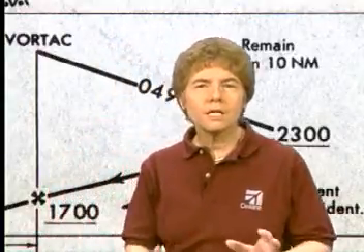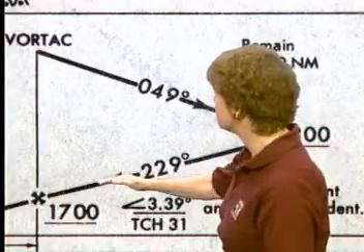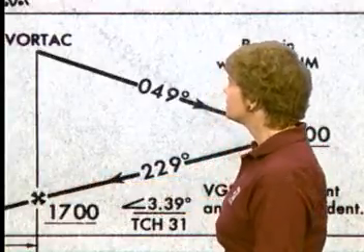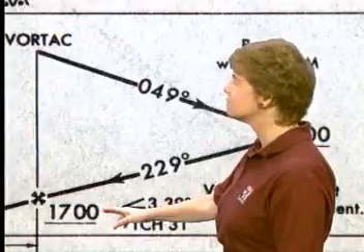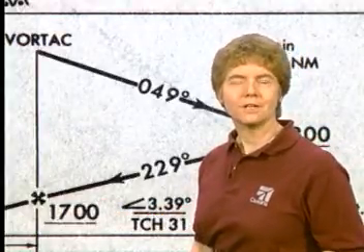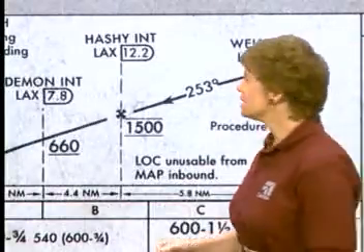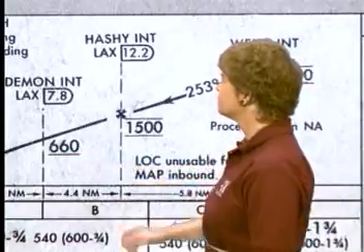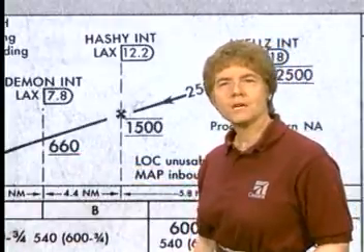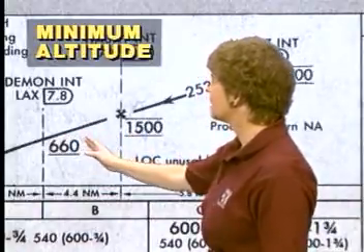Now, when you complete the procedure turn and you're established on course inbound towards the VORTAC, you can descend to the next minimum altitude, 1,700 feet. And speaking of altitudes, let's take a closer look at them. When you see a line below an altitude, it tells you that's the minimum altitude that you can fly that segment of the approach at. And that's the way you'll see the altitudes depicted most of the time.